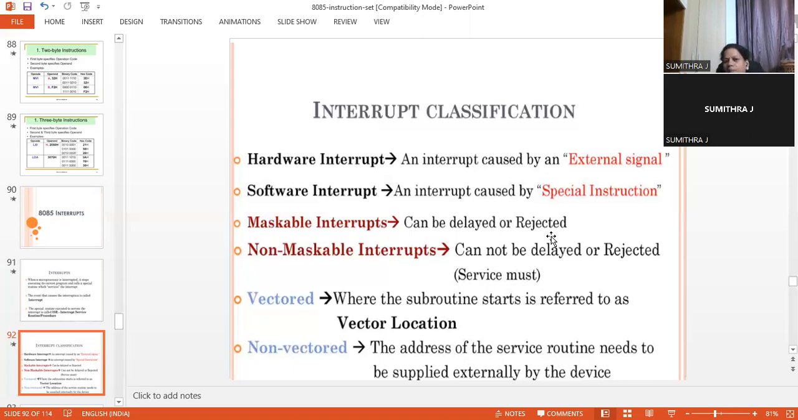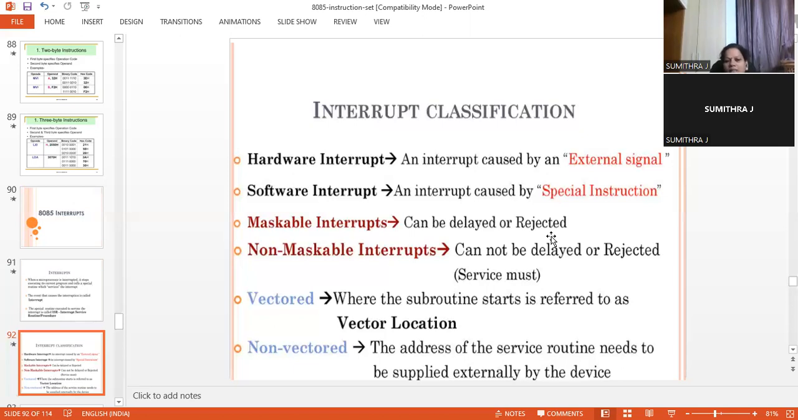Just with the help of maskable interrupts, you can mask the interrupts which are said to have the least priority, right? Non-maskable interrupts are the ones which can never be delayed or rejected at any instant of time whenever such an interrupt occurs. For example, in my class, if a person is asking for permission due to a health issue, I need to attend to that interrupt immediately. I immediately need to respond to that person, right? So in my example, the person asking to go to the hospital in an emergency is a non-maskable interrupt, right?